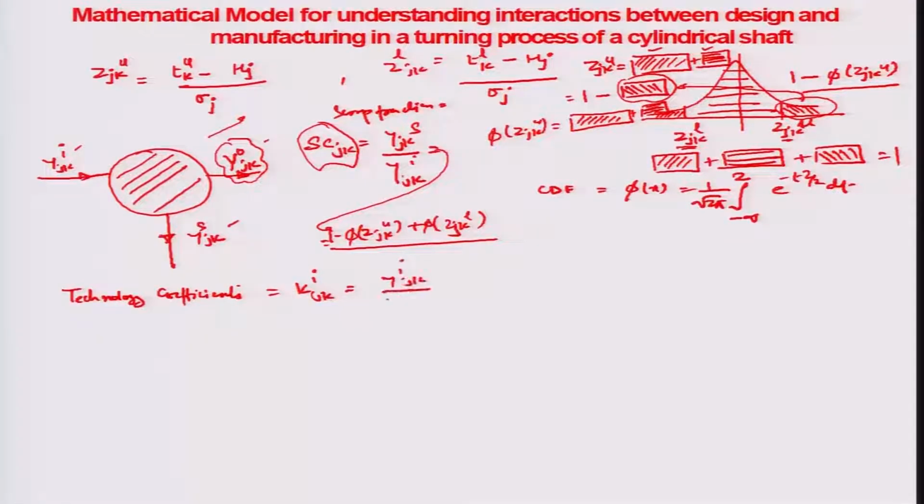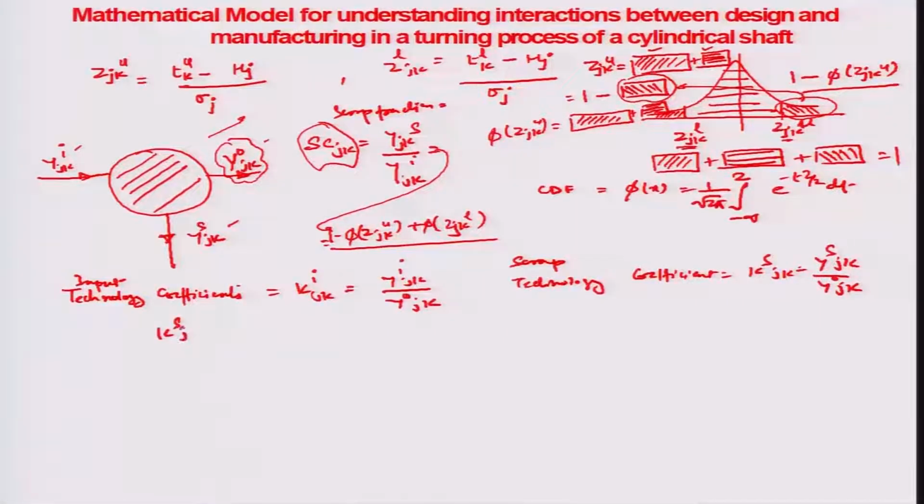Okay. So, it is mapped now in terms of the output, and similarly I can develop this. So, this is called the input technology coefficient. Similarly, I can develop a similar kind of technology coefficient for scrap, mapping everything in terms of output again. So, this happens to be K s j k, which is equal to y s j k by y 0 j k. Obviously, there is an interrelationship between these, because K s j k happens to be the input minus the output, that is how the scrap is.